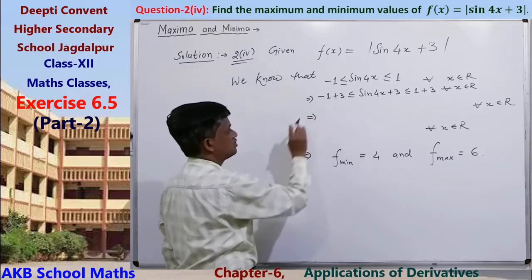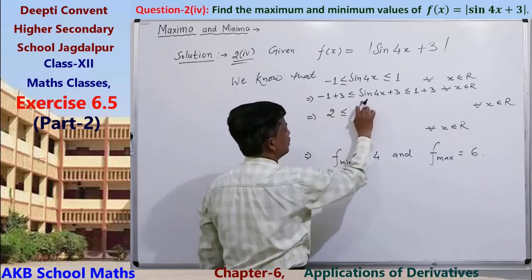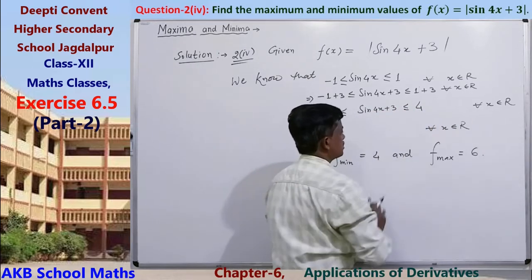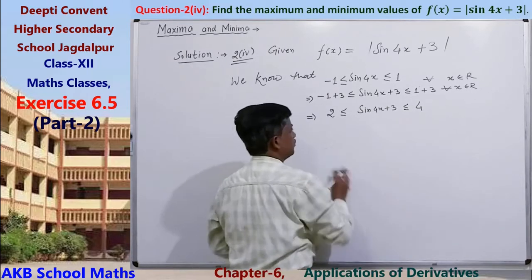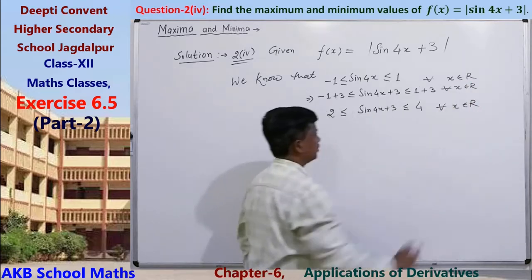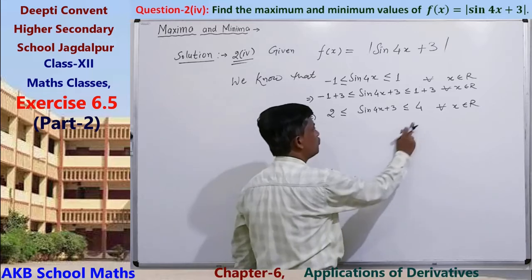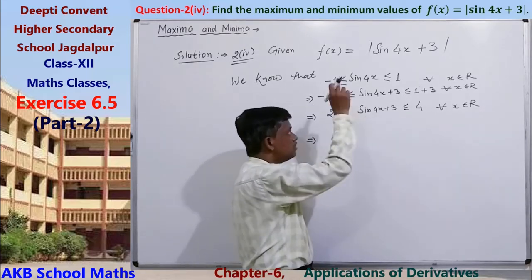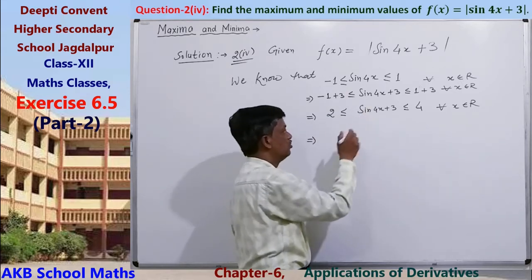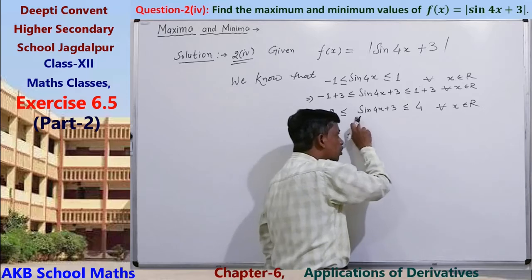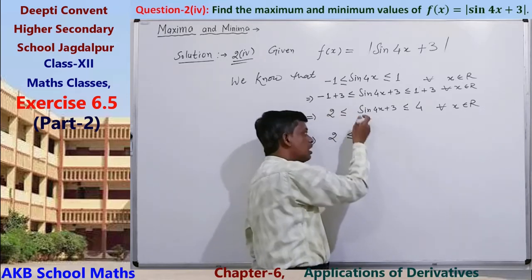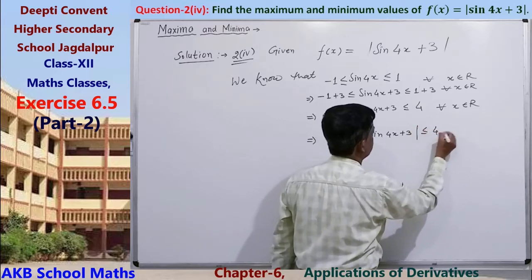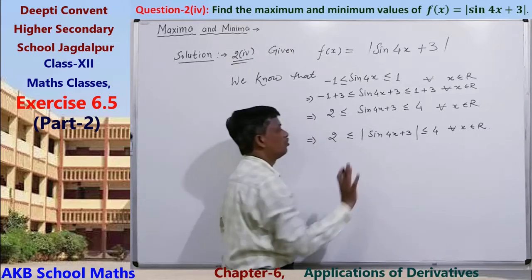Here -1 plus 3 is 2, and 1 plus 3 is 4. So 2 is less than or equal to sin 4x plus 3, which is less than or equal to 4, for all x belongs to R. Now since 2 and 4 are positive values and this value lies between these two positive values, we can write that if we take the modulus of this value, it also lies between them: |sin 4x plus 3| for all x belongs to R, as 2 and 4 are positive values.